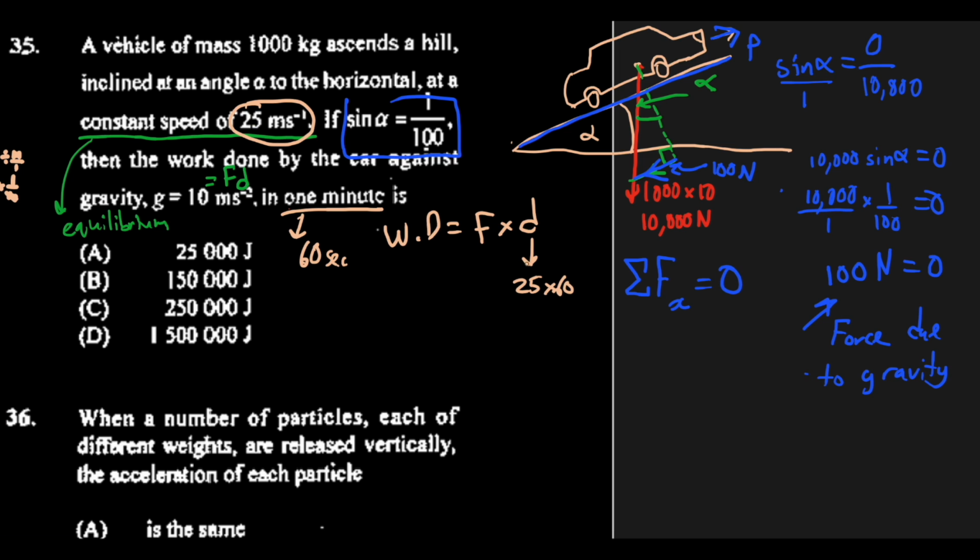And remember, it says work done against gravity. So we are only concerned about the aspect of gravity in order to work that out. So the force of gravity is 100. So we'd say 100 times 25 times 60, which gives us 150,000 joules. So the answer is 150,000 joules. The force and the distance were along this plane here.